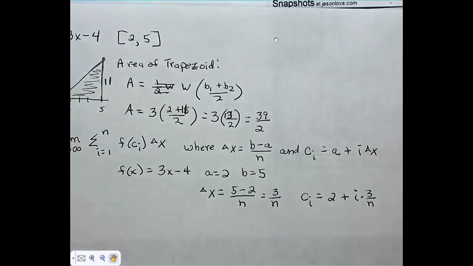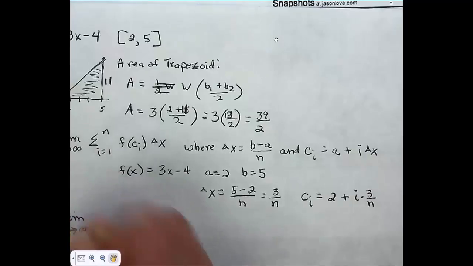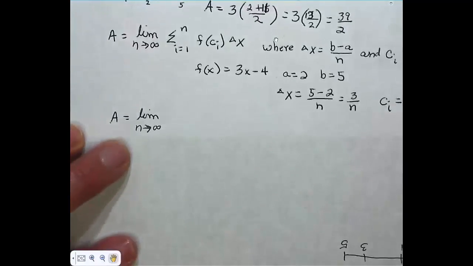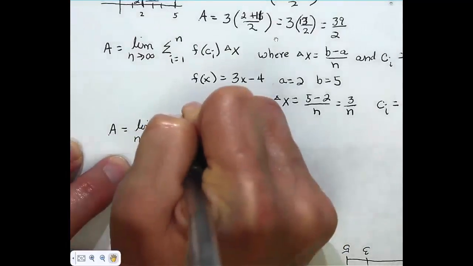So far, is there any question about how I picked out the f, the a, the b, the delta x, or the c sub i? So far, so good. All right. This definition says the area is the limit as n goes to infinity of the sum of i equals 1 to n.